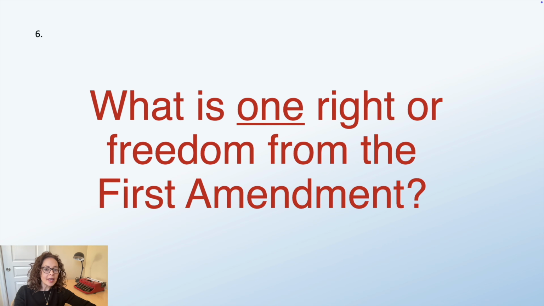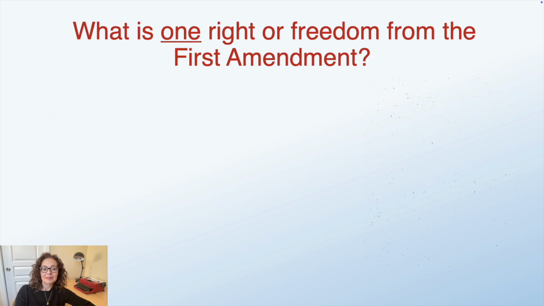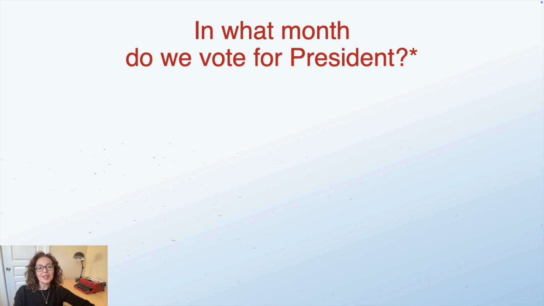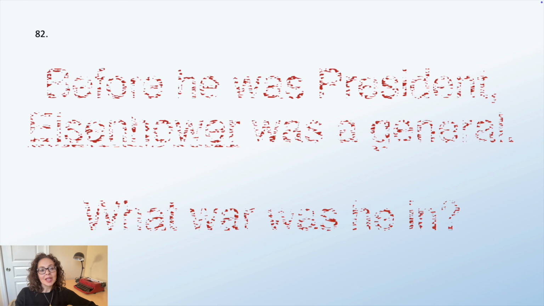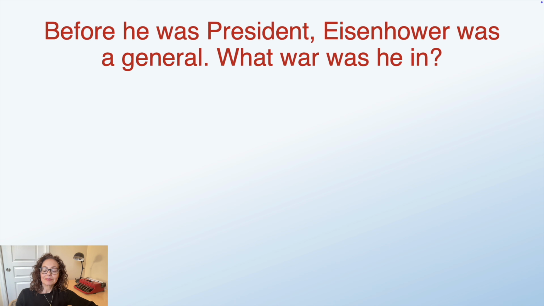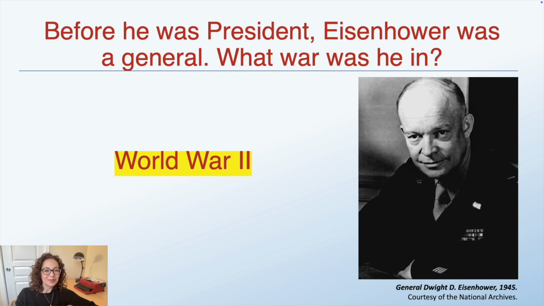What is one right or freedom from the First Amendment? Speech. In what month do we vote for president? November. Before he was president, Eisenhower was a general. What war was he in? Eisenhower was in World War II.